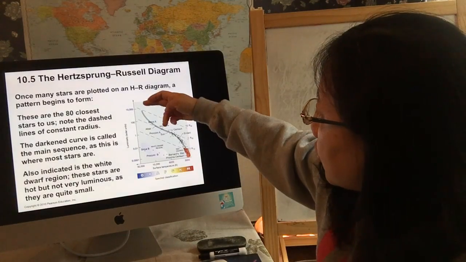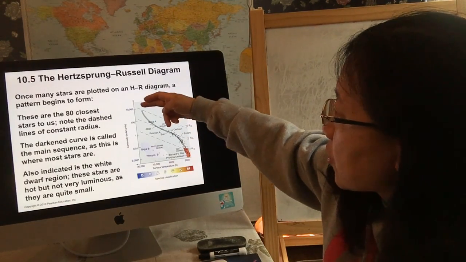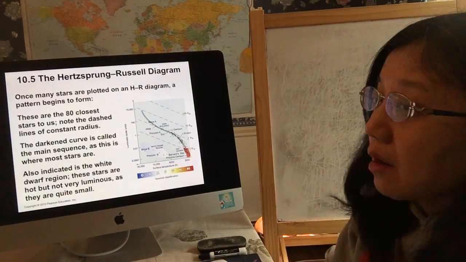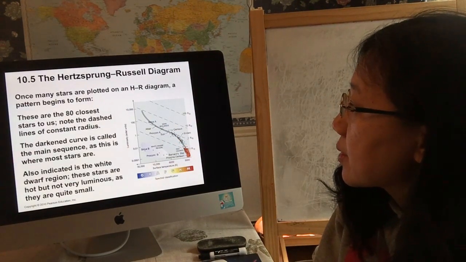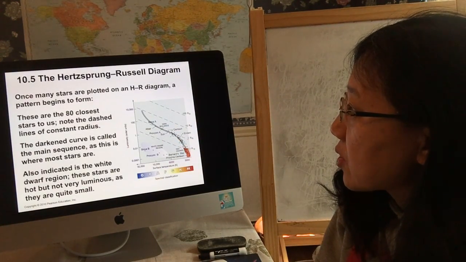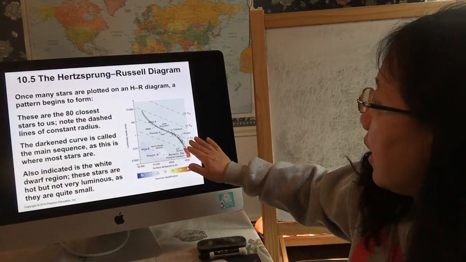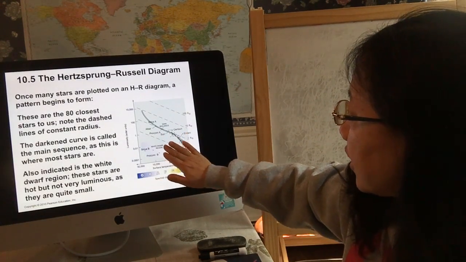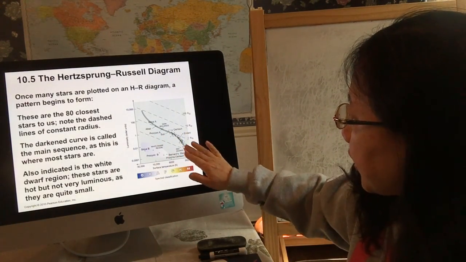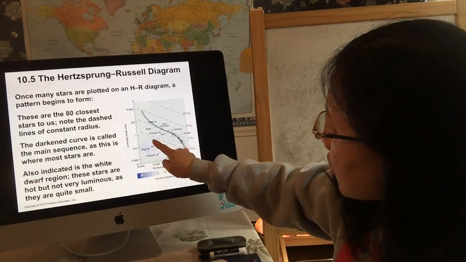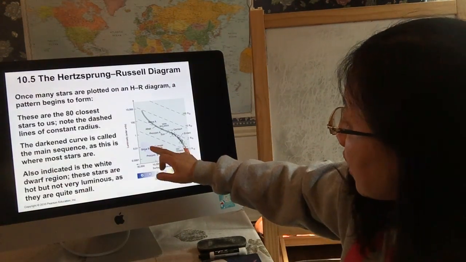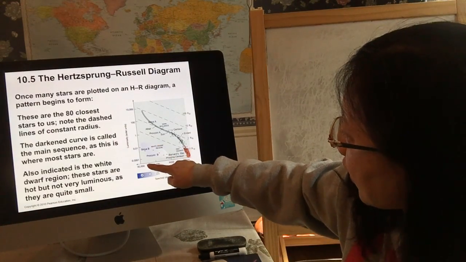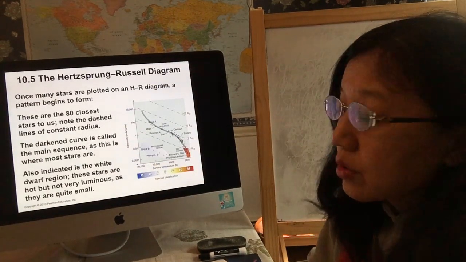You can see a lot of stars are located on this so-called main sequence. The stars located on the main sequence are called main sequence stars. Then you can see some stars over here, some stars over here. The stars over here we call white dwarf stars. What kind of properties do they have? They have very high temperature, but low luminosity.